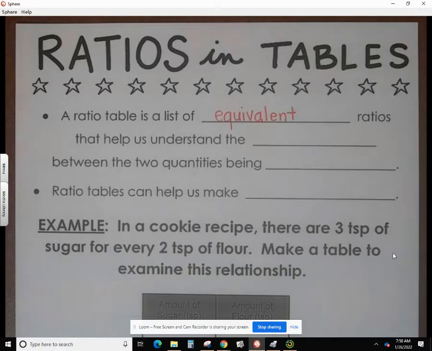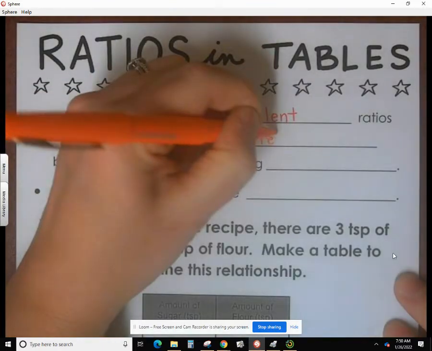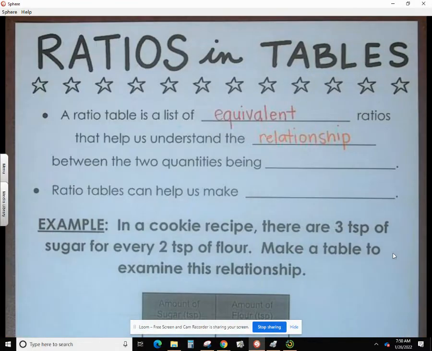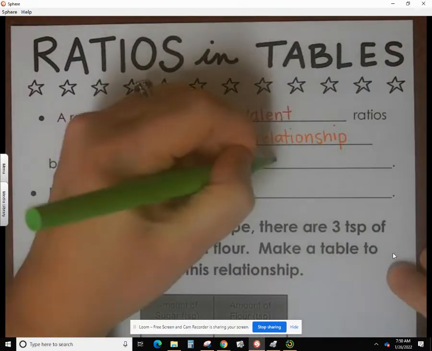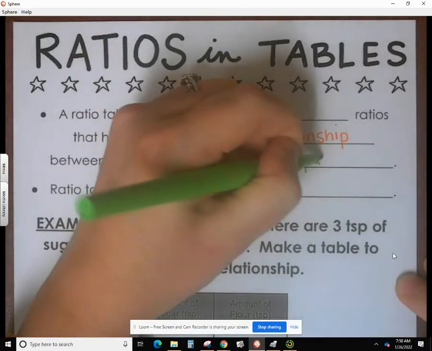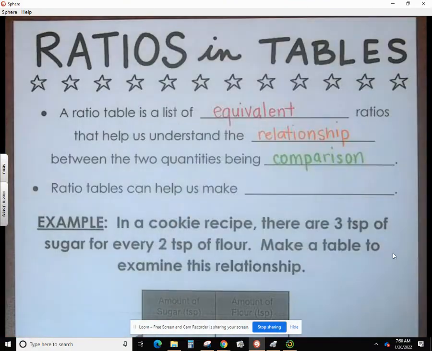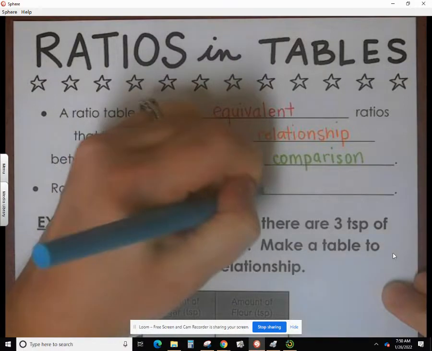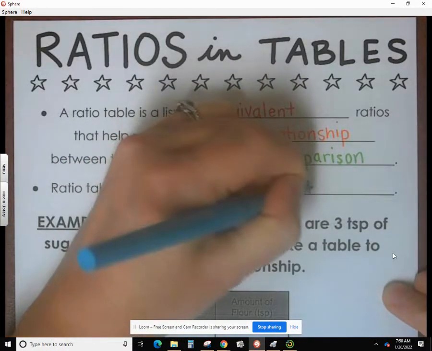And so anytime, it's like when fractions are equivalent, ratios can be equivalent too. And those equivalent ratios can help us understand the relationship between the two quantities being compared. Remember that a ratio is just a comparison of two quantities. So the ratio table can help us understand the relationship better. And they're very helpful in making predictions. They can help us make predictions.